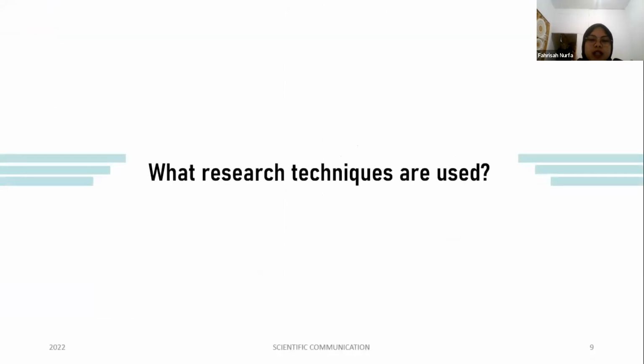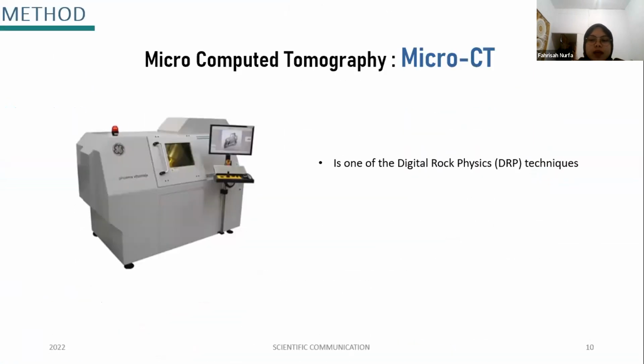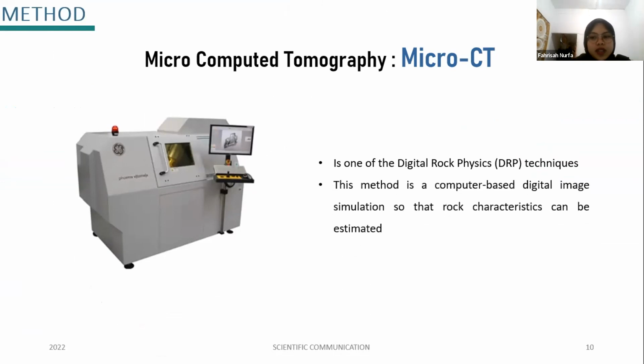What research techniques are used? The first is microcomputed tomography, or micro-CT. This method is one of the digital rock physics techniques. This method is a computer-based digital image simulation, so characteristics such as porosity and rock permeability can be estimated.